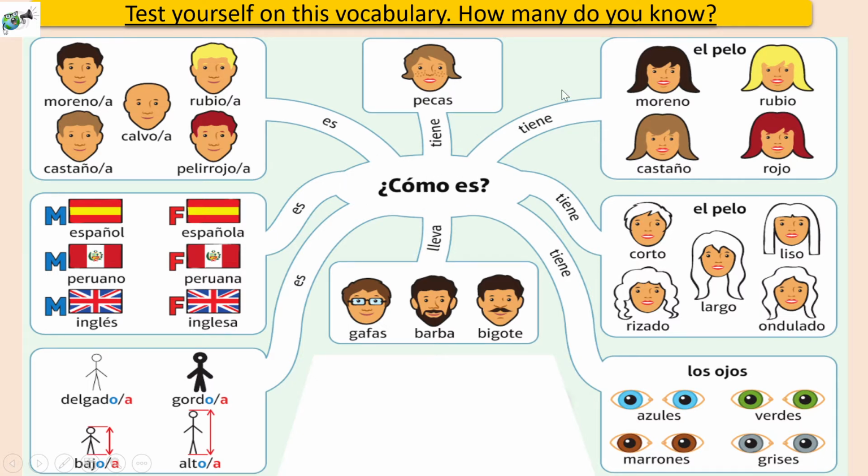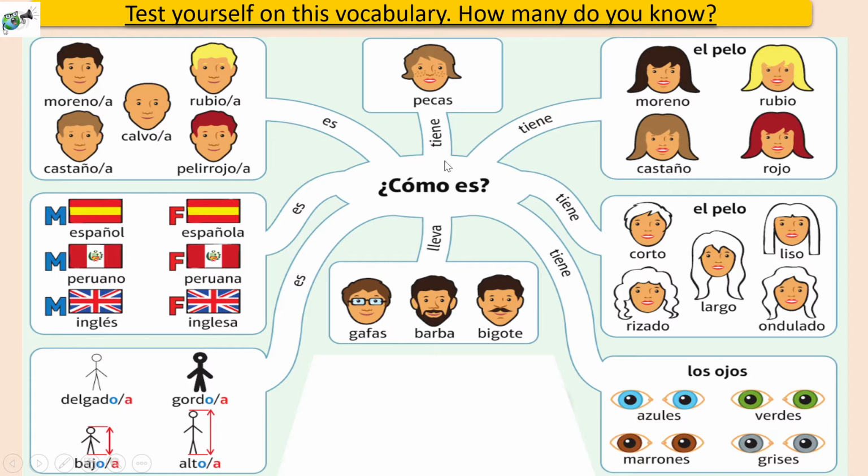So we can move on to hair. He, she has brown hair, well, dark brown hair, light brown hair, red hair, or blonde hair. We can also move on to the different types of hair. So we've got straight, short, curly, long, and wavy. We then talk about how we have different coloured eyes. This is why we've got tiene from tener. Los ojos azules, los ojos verdes, los ojos marrones, los ojos grises. Self-explanatory for our colours there.